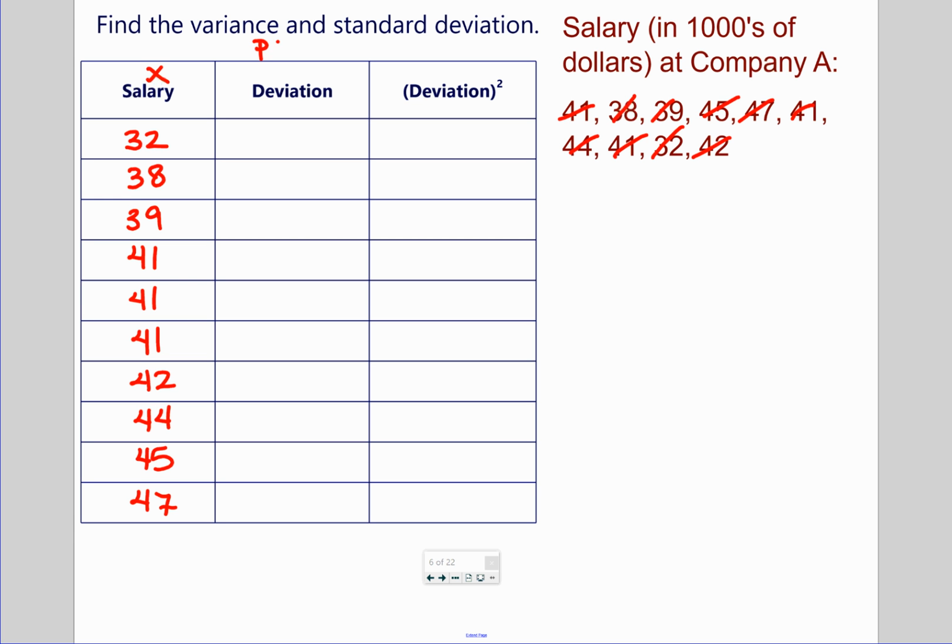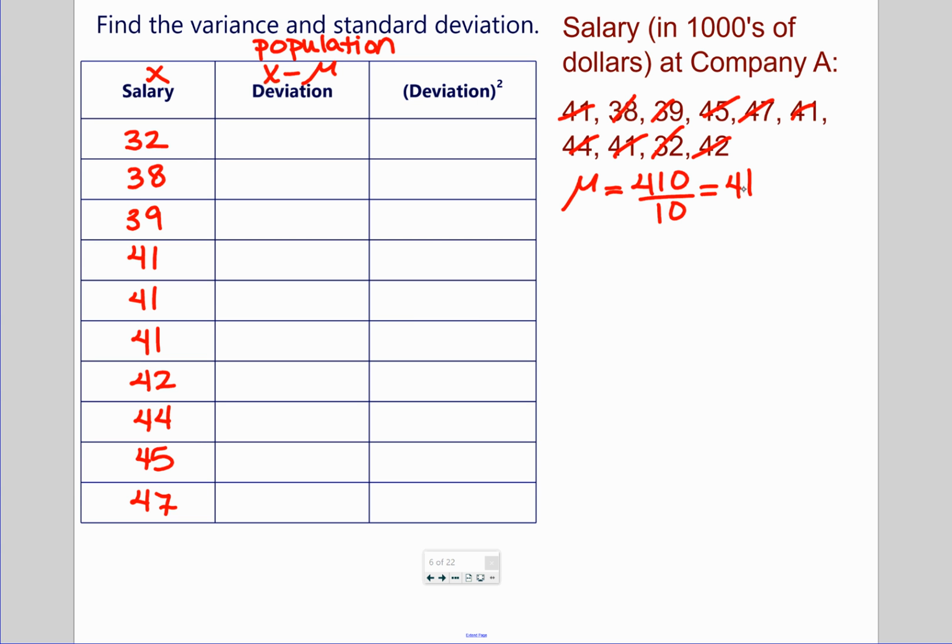Let's, for right now, assume that this is a population, so I'll use those variables. To find deviation, we're going to do x minus mu. To find mu, that represents the mean of all of our data values, we're just going to add them up and divide by how many there are. So 32, 38, 39, 41, 41, 41, 42, 44, 45, 47. I get 410, divided by 10. My mean for this population is 41, or 41,000.